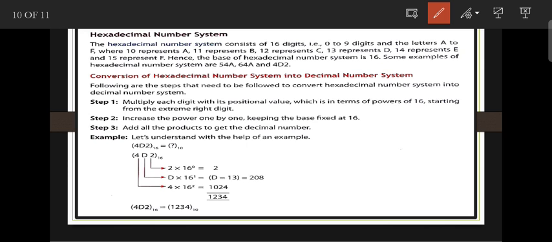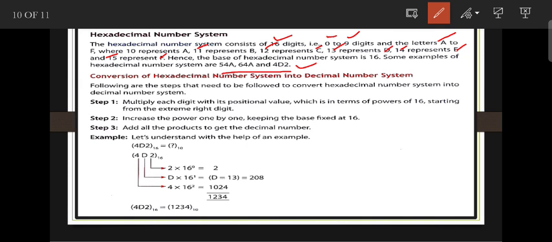Here you can see some examples of the hexadecimal number system: 54A, 64A, 40D2. These are examples of the hexadecimal number system. The important thing is that the hexadecimal number system consists of 16 digits, and the first 0 to 9 are digits. After 9, 10 is represented by A, 11 by B, 12 by C, 13 by D, 14 by E, and 15 by F.